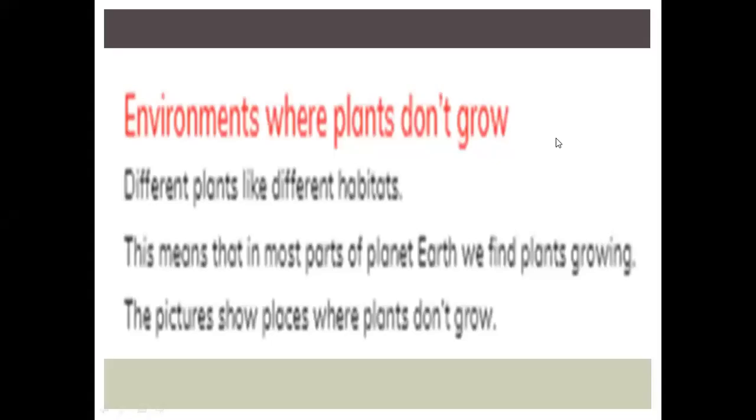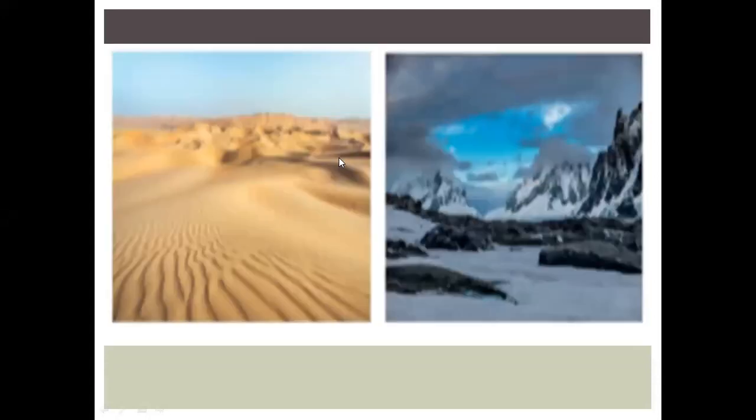So now we are going to talk about environments where plants don't grow. Different plants like different habitats. This means that in most parts of the planet earth, we find plants growing. You can see the picture that shows habitats where plants don't grow. So here are the pictures of two of the places where plants do not grow.